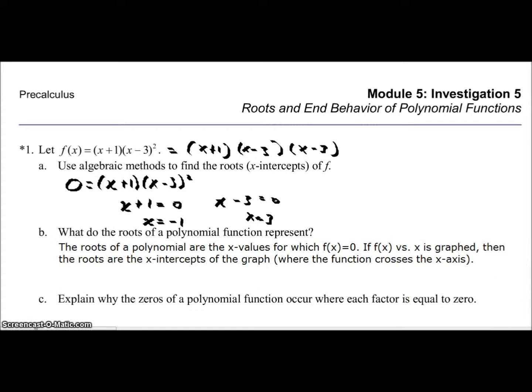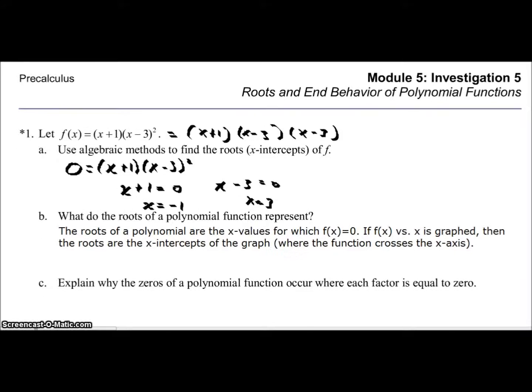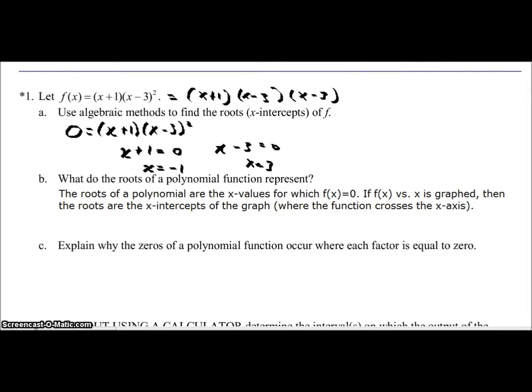Explain why the zeros of a polynomial function occur where each factor is equal to 0. This is a property some of you may have heard about in school, the zero product property. I actually was never familiar with that term until I had graduated from college and started tutoring. Actually, after I'd been tutoring for like 2 years.